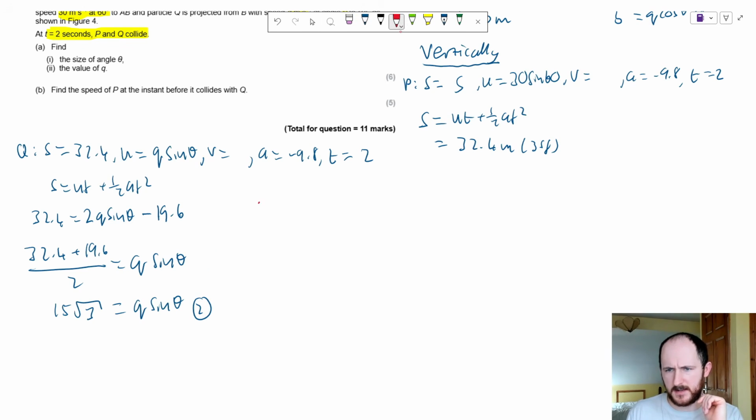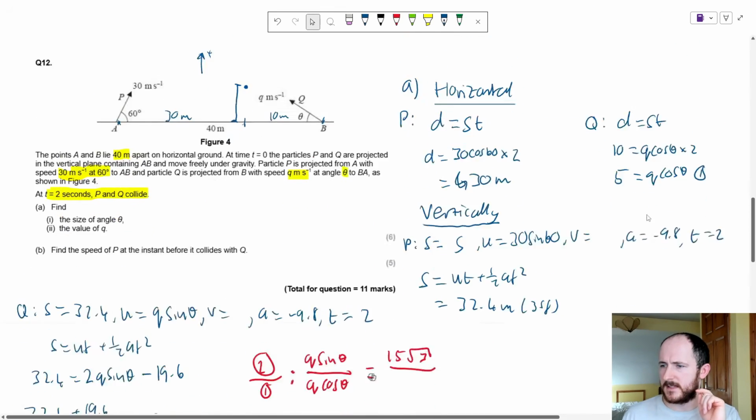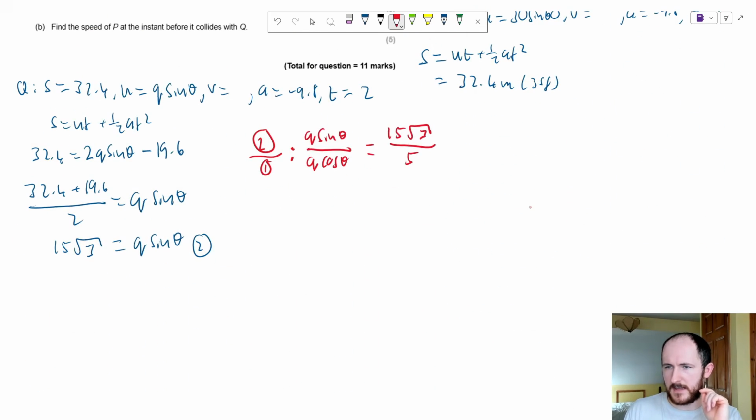I'm going to write it in red now. I'm going to put a colon. So Q sine theta over Q cos theta equals 15 root 3. And I believe the other answer was 5, wasn't it? It was indeed. So we get 3 root 3. Oh, how nice, right? We get tan theta equals 3 root 3.